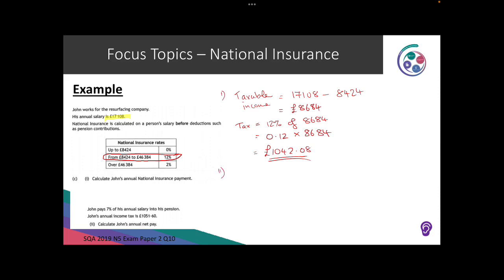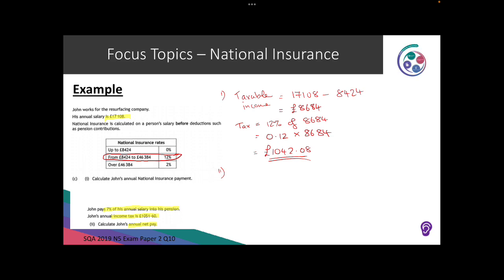Part 2 then, John pays 7% of his annual salary into his pension. John's annual income tax is £1,051.60. Calculate John's annual net pay. So the important pieces of information there is he pays 7% into his pension and he has an annual income tax of £1,051.60. And we want to work out his annual net pay. And be wary of the wording here. Sometimes it will ask for the monthly net pay, and so you would have an additional step to work out there.